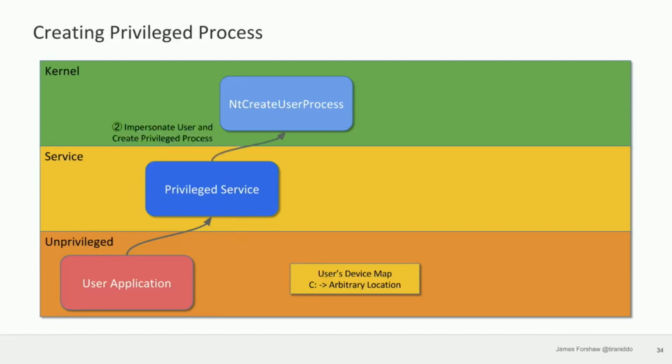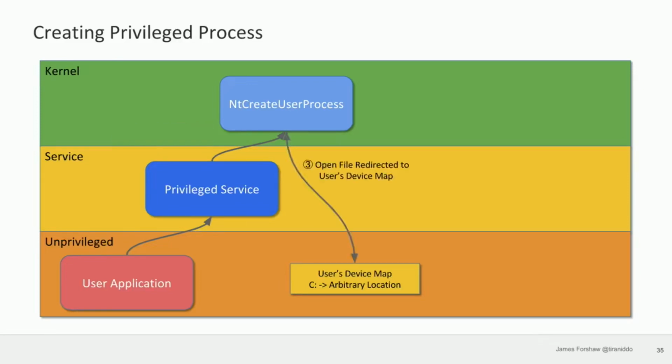That privileged service impersonates us and then calls create privileged process. Now, before we did this, we added a link to our device map which said, the C drive, for us, personally, is this arbitrary location over here. It's fake directory number 1. So it's completely unrelated to the normal C drive. Create user process goes, OK, I'll call ZW open file. I want to open C:/some file, for example.